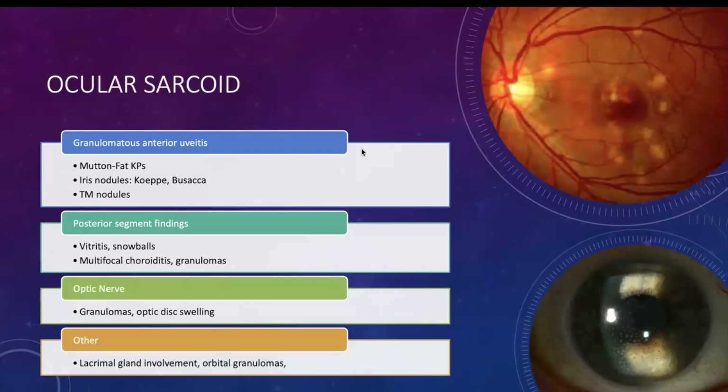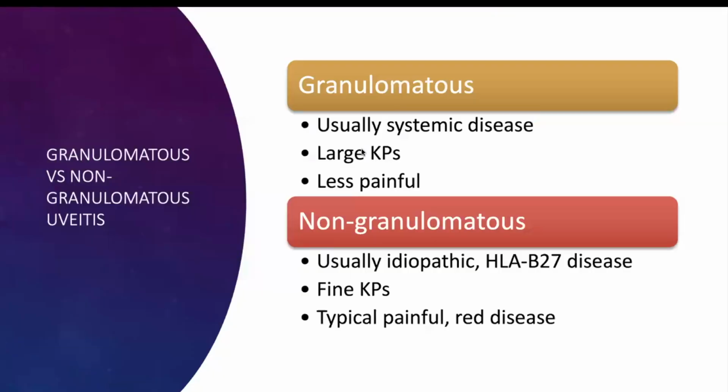Now, whenever I come across granulomatous versus non-granulomatous, I always wonder, how do you actually differentiate between the two? So just a quick comment on differentiating between granulomatous and non-granulomatous uveitis. It's clinical, in terms of what it looks like. With granulomatous, it's typically the large KPs, and it tends to be less painful. Whereas non-granulomatous is where you get much finer KPs, and this is typically the more painful red disease that you come across in idiopathic anterior uveitis and HLA-B27 uveitis.